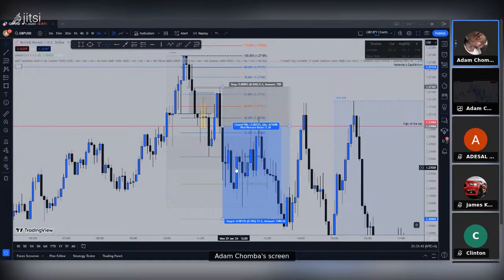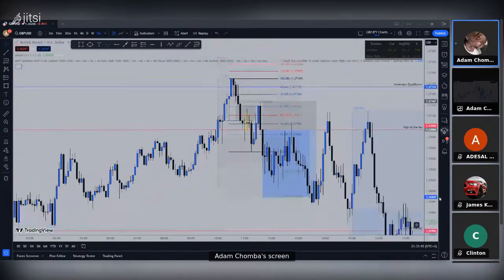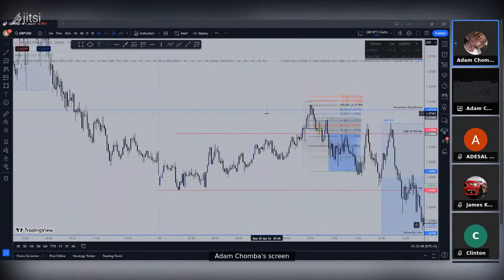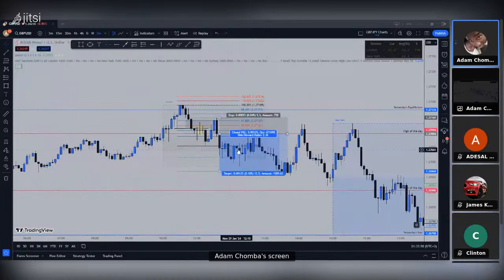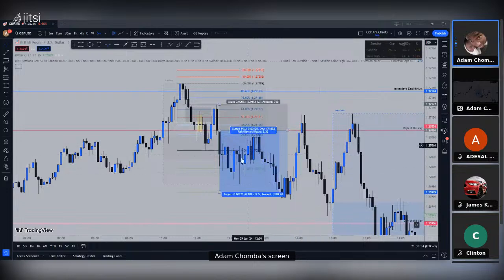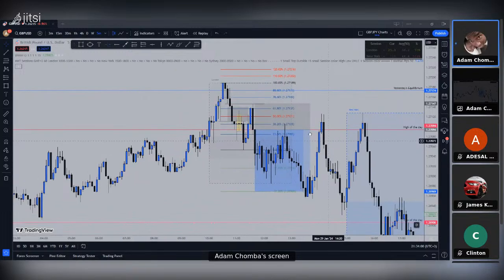This is what I'm talking about when I say the markets don't have strong biases. You find that they play around a lot. So you have to be patient trading such a market. You have to be very patient trading such a market. That was the first setup.